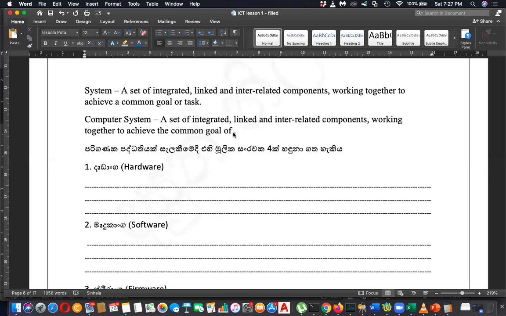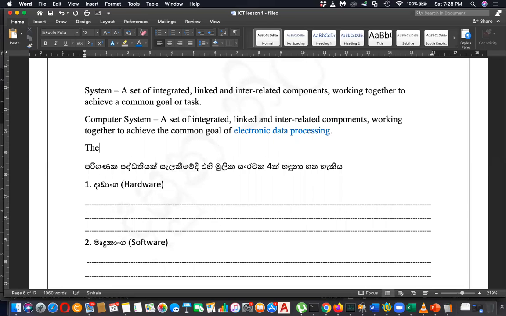Common goal of computer system, what does it do? Giving out information. Yeah, generating information, that is called simply electronic data processing, nothing else. So the common goal is electronic data processing. Now you can write down: system is an interrelated, linked, and integrated set of components working together to achieve a common goal or task. Computer system is a set of integrated, linked, or interrelated components working together to achieve the common goal of electronic data processing. This is the task of computer system.